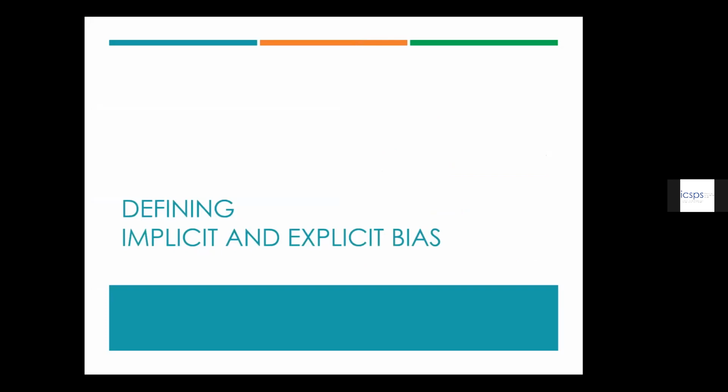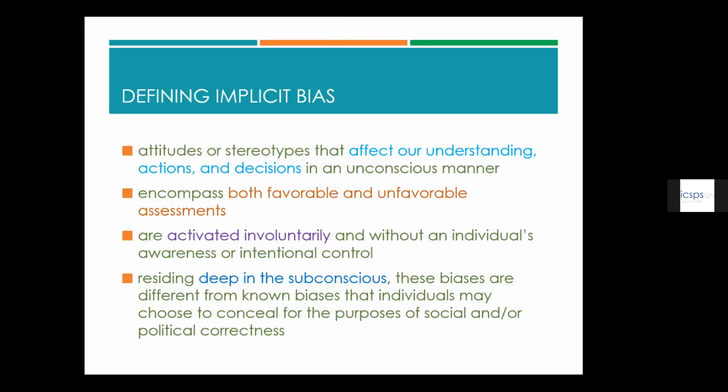The first section is defining implicit and explicit bias. We're going to start with implicit, because explicit bias I'm not going to go very far into, since that's really saying the things that we know we're biased about. If you are a Cubs fan versus a Cardinals fan, that is explicit bias. You're aware of it, you wear your spirit wear. Implicit bias is a little bit more challenging.